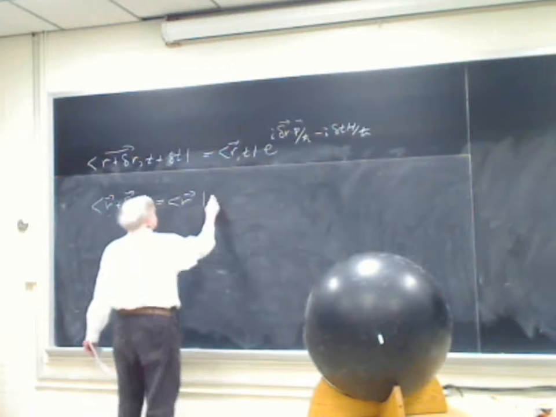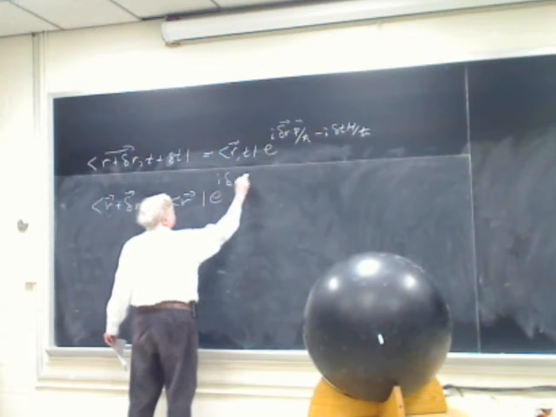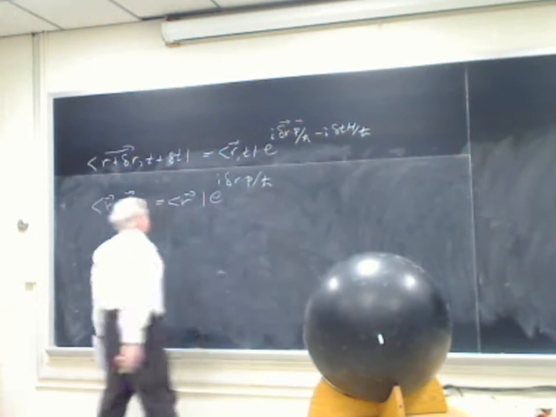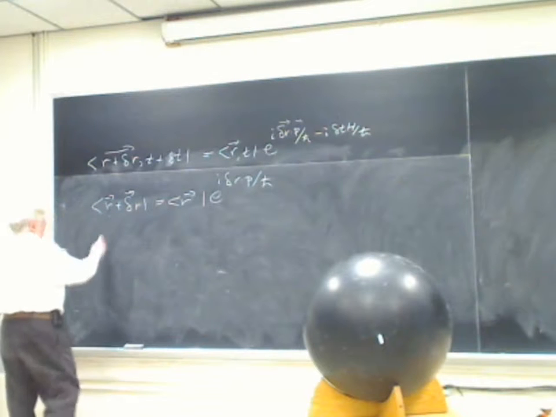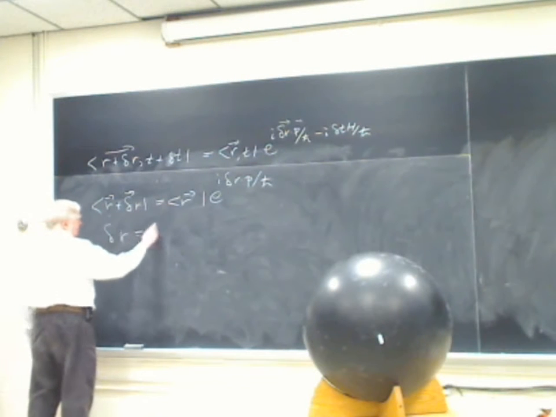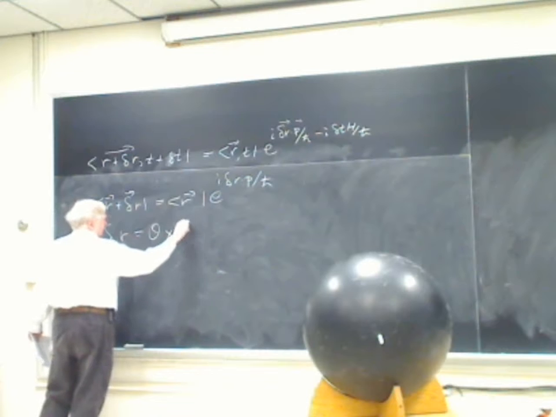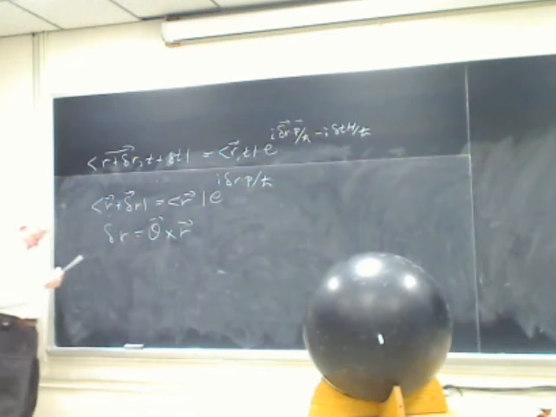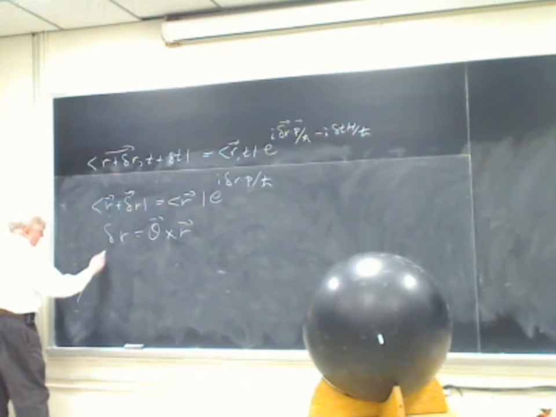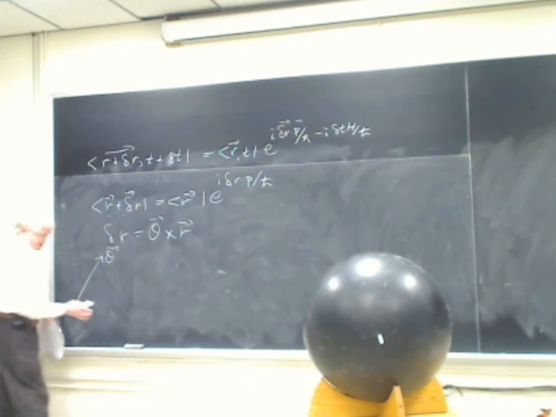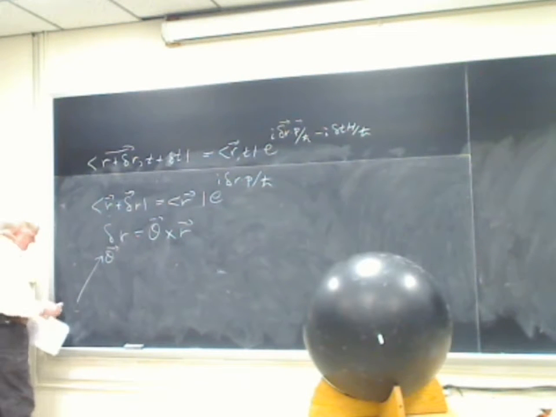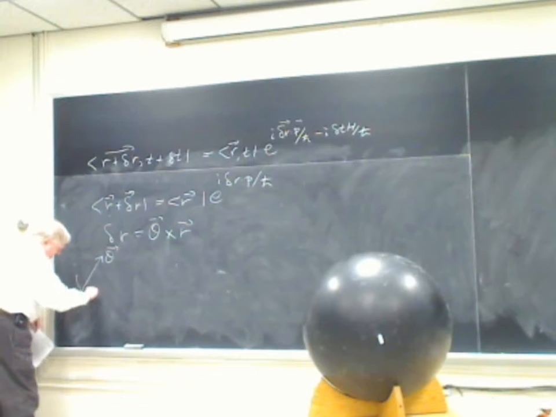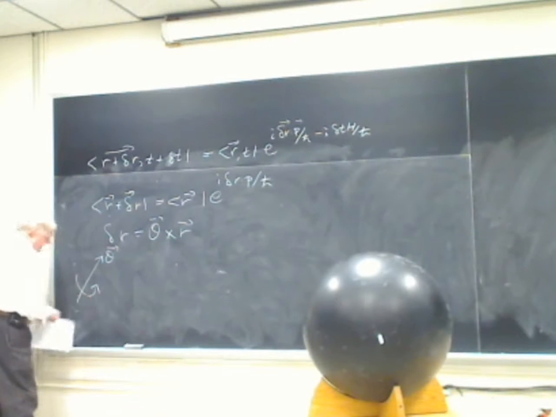This is e to the i delta R dot P over ħ. And for rotation, delta R is theta cross R, where theta is the axis of rotation. And the length of the vector theta is the number of radians in the rotation. And the rotation is a right-handed rotation.